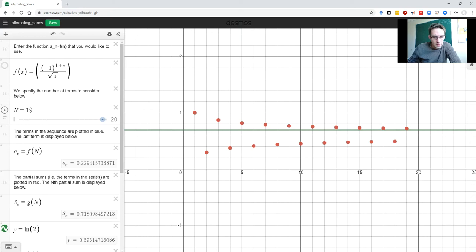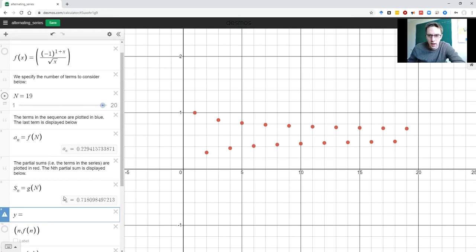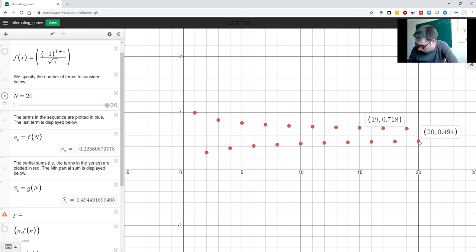And by the way, this log 2, that green line, is not actually the answer, so let me get rid of that. It's a little bit misleading. This converges to something else. Okay? All right. Now notice, if I go all the way out to the 20th partial sum, now I'm down to S19 is 0.718, and S20 is equal to 0.494. Well, those are still relatively far apart, right? There's still a gap of over 0.2.